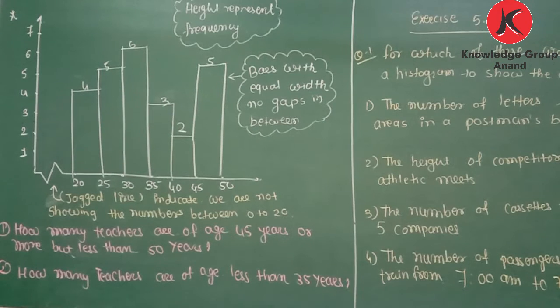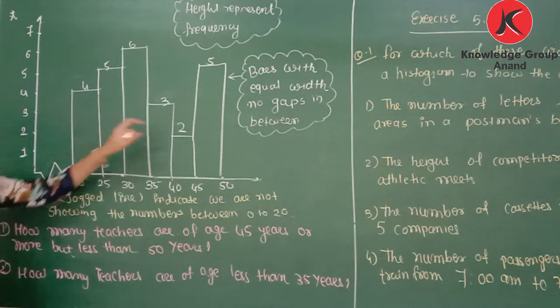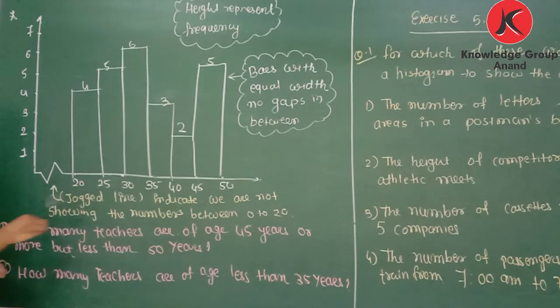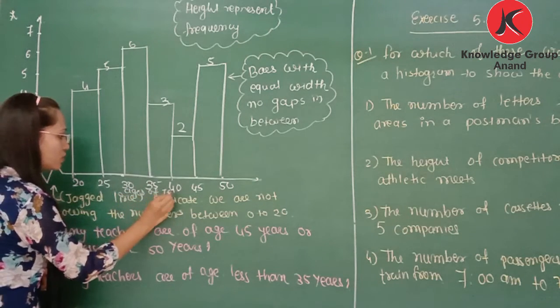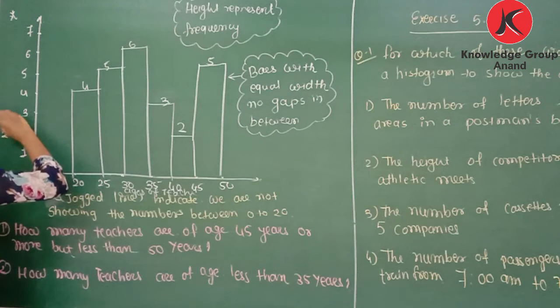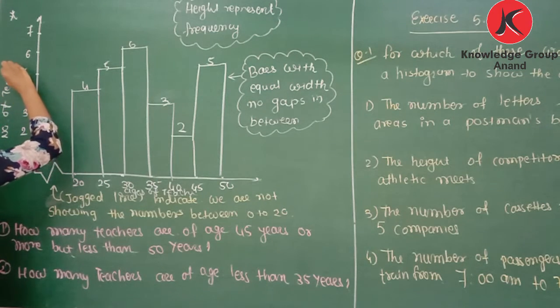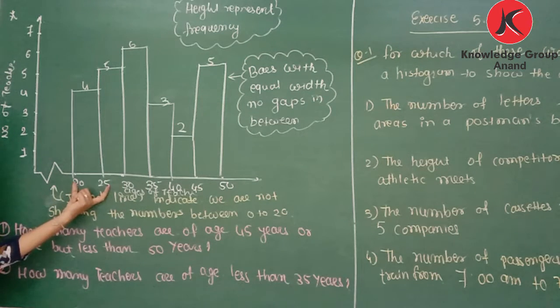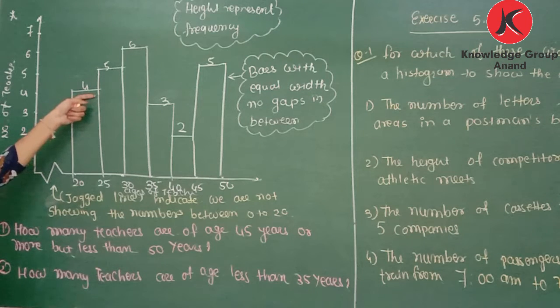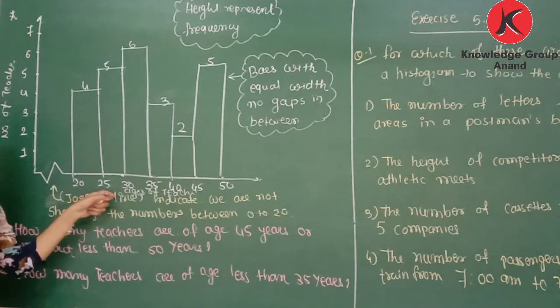So here one more example to understand the histogram is given. If the graph is given, this is the histogram, and you need to write the answer of the question. So here what information is given in this table? You can see this is the age of different teachers. So you can write ages of teacher and number of people in a particular school. So between 20 to 25 age, how many teachers are there? There are 4 teachers which have age between 20 to 25.